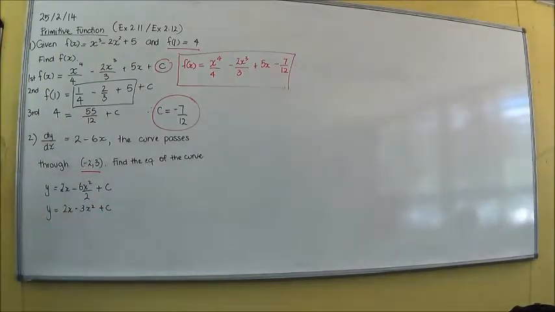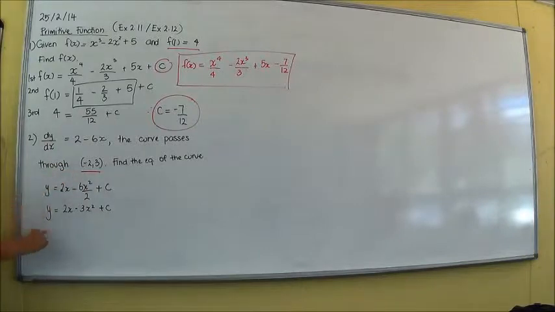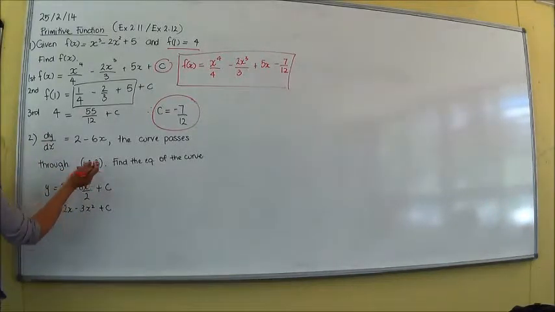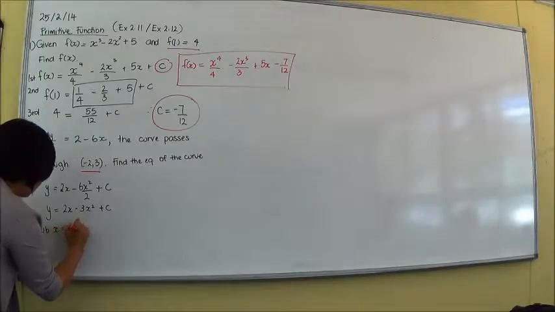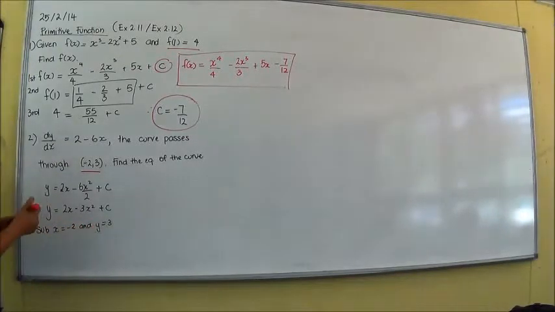So the next part is using that extra piece of information, we're going to solve for c. So we're going to substitute. So this quarter tells us when x equals minus 2, y equals 3. So I'm going to substitute x equals minus 2 and y equals 3 to solve for it.